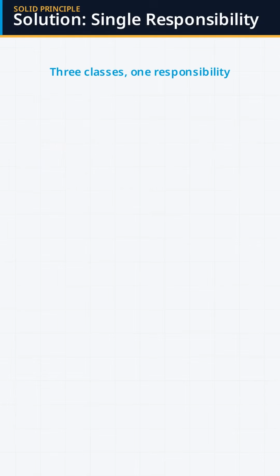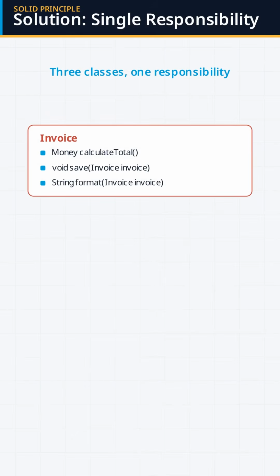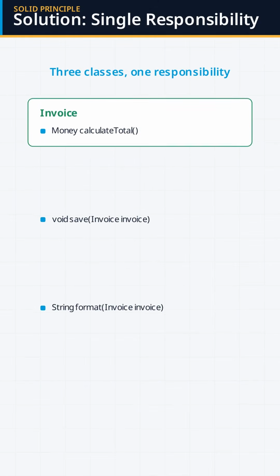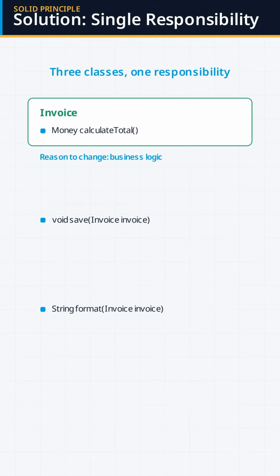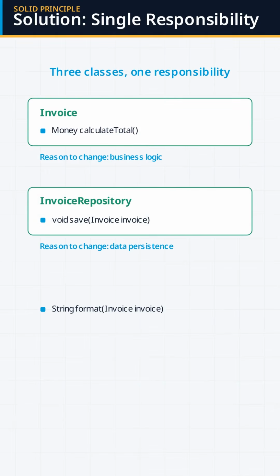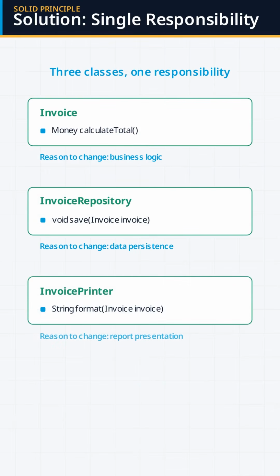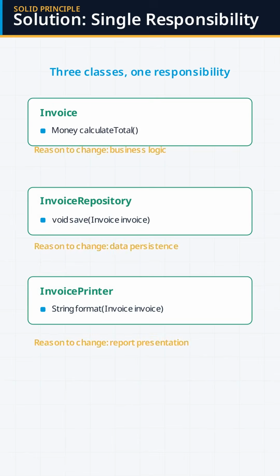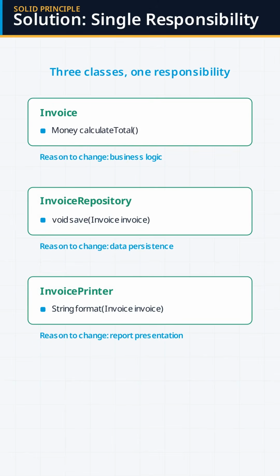Here's the solution, the single responsibility principle. We split the overloaded class into three focused classes. Invoice keeps the line items and calculates the total. That's the pure business logic. Persistence moves into InvoiceRepository, which saves the invoice. Report formatting moves into InvoicePrinter. Now each class has exactly one reason to change.